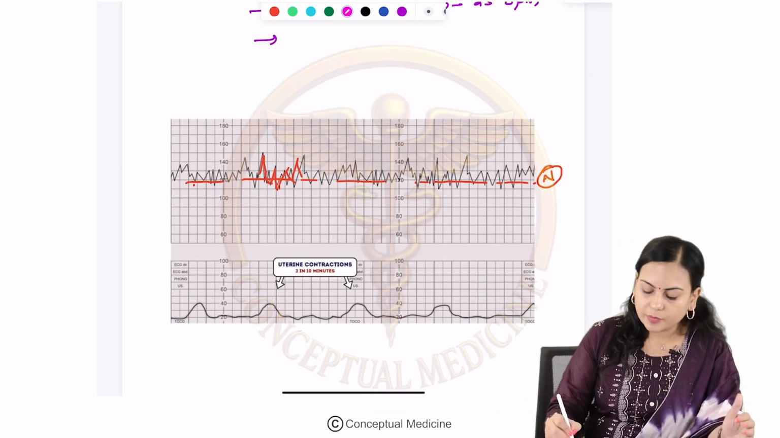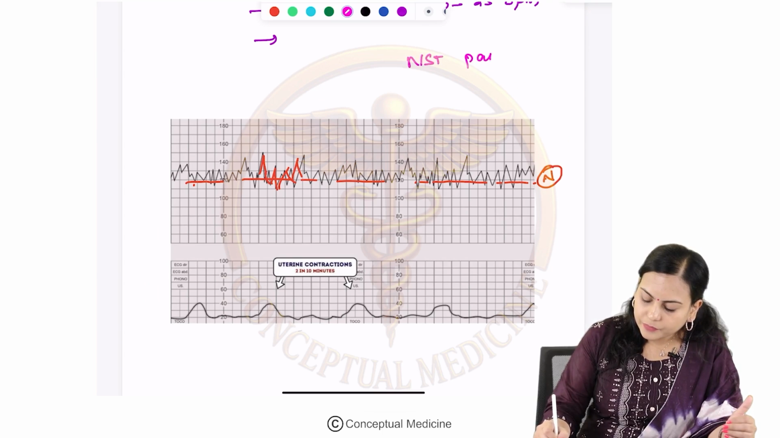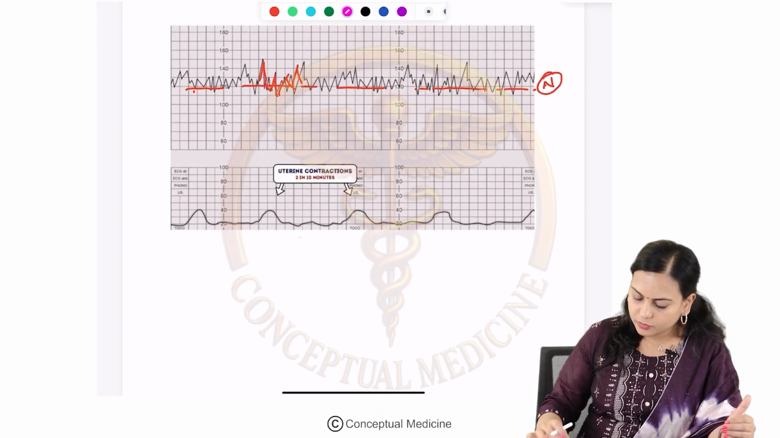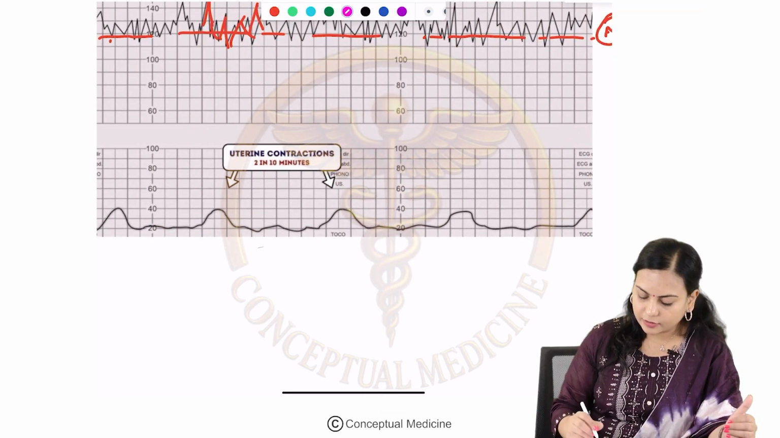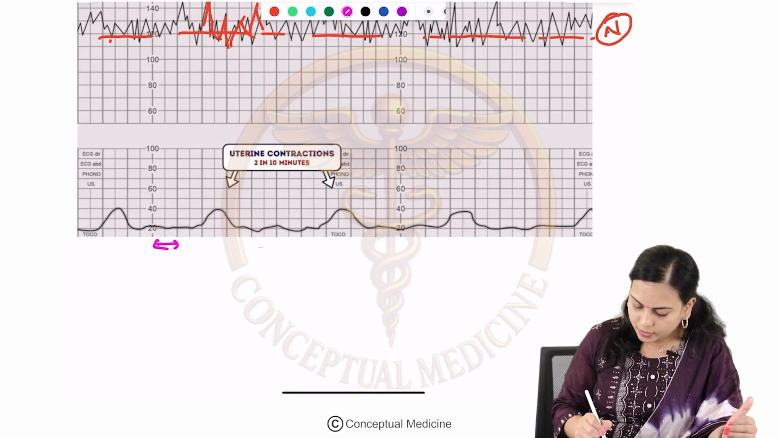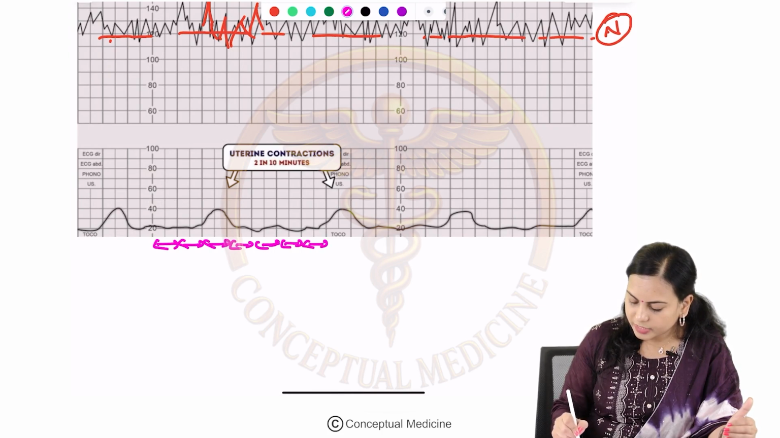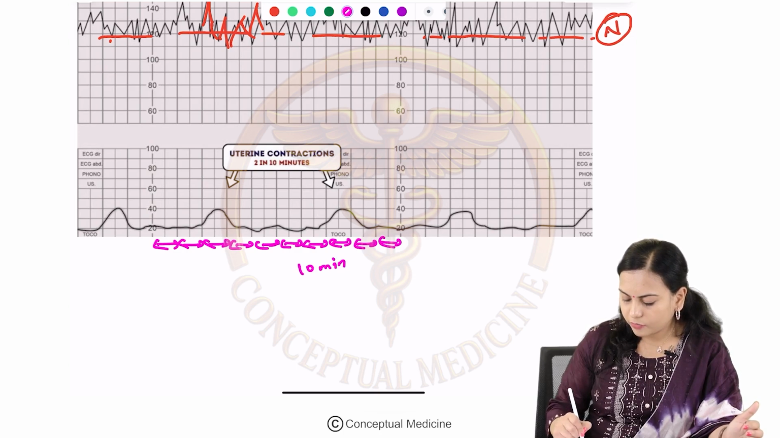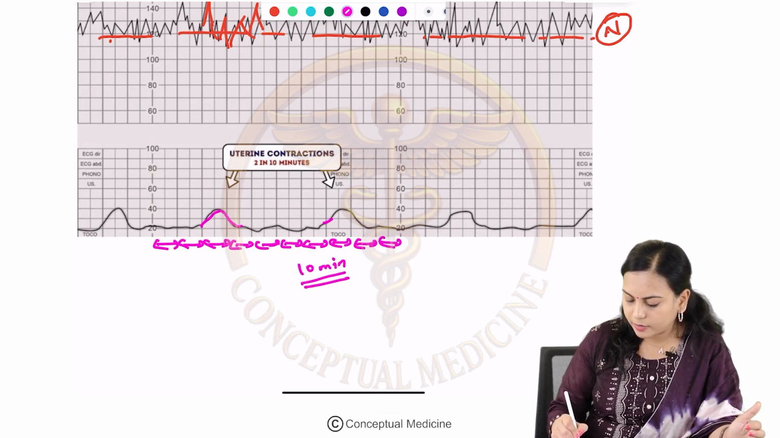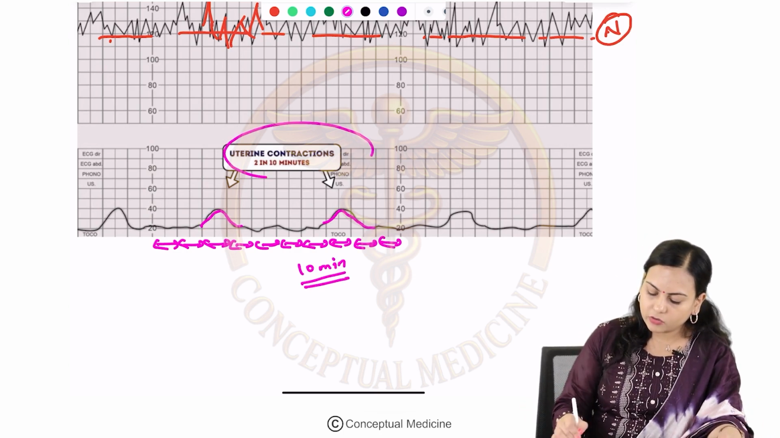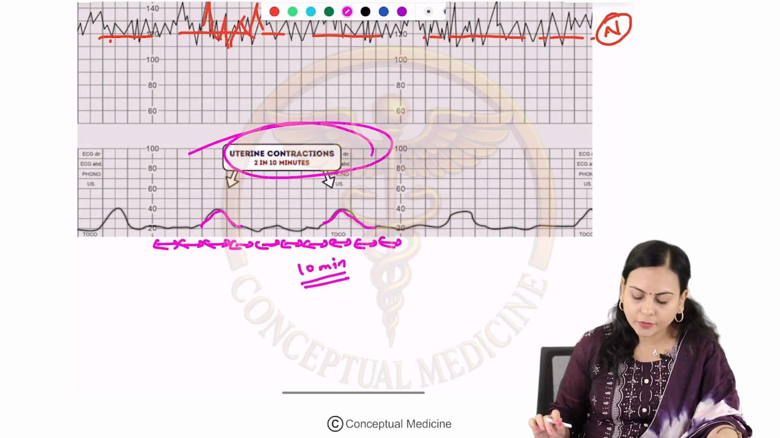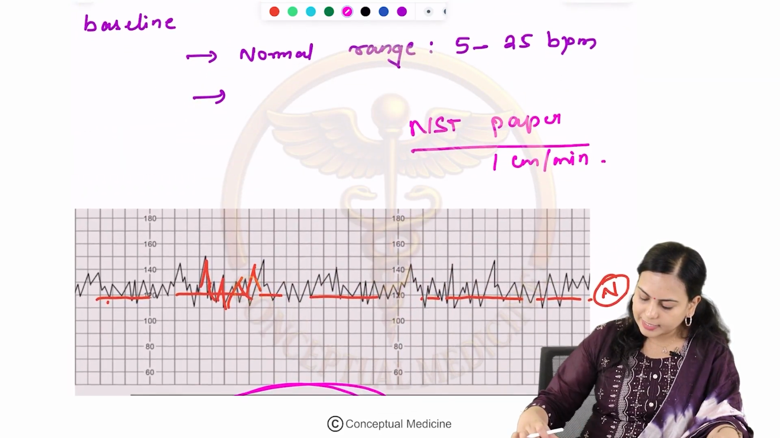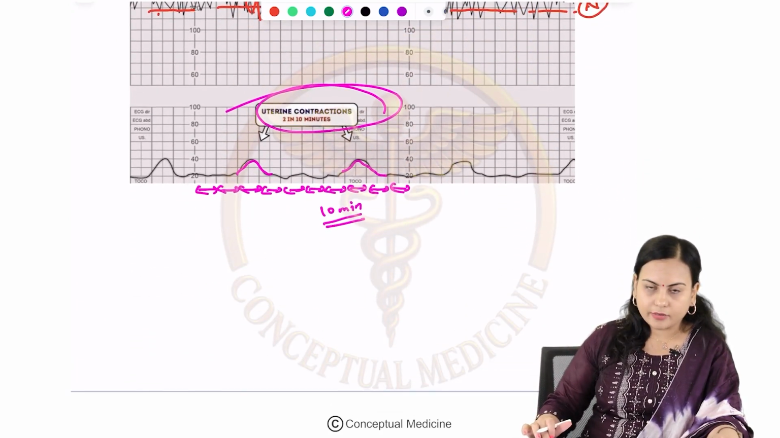First of all, remember the fact that the NST paper is running at a speed of 1 centimeter per minute. This is the monitoring of uterine contractions that they have given here. See, here we have 1, 2, 3, 4, 5, 6, 7, 8, 9 and 10 boxes. That means they have monitored for 10 minutes, and this peak represents a contraction. So there are 2 uterine contractions in 10 minutes. Clear? So this is about baseline, variability and uterine contractions.